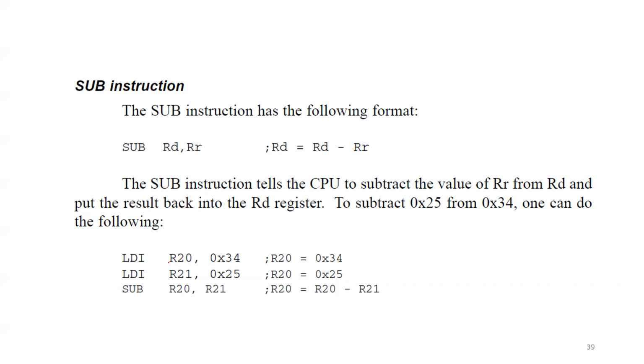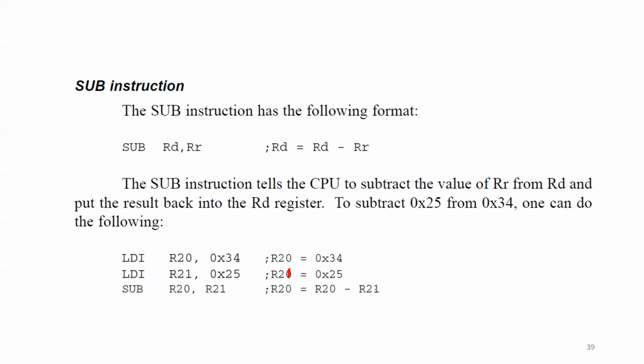So let's load immediate R20 with 34, sorry, 43. So here R20 would be hexadecimal 34, and then load R21 with 25 hexadecimal. So R21, not R20, so here we have a typo also. R21 would be 25 hexadecimal. Then sub R20, R21 means R20 would have R20 minus R21, which would be now 34 minus 25. Okay, so this would be the result.